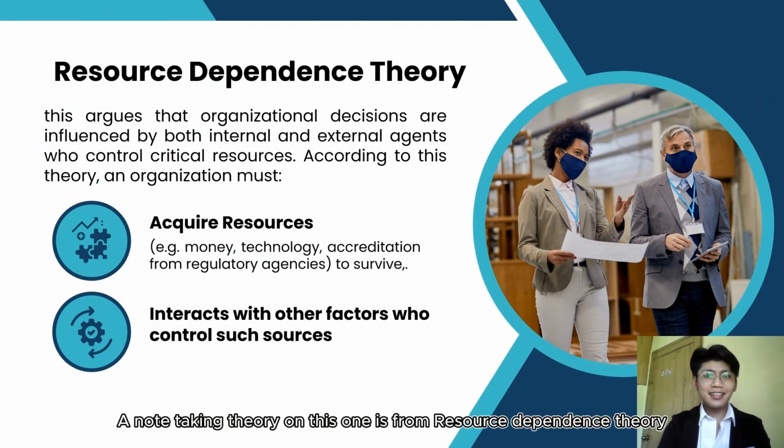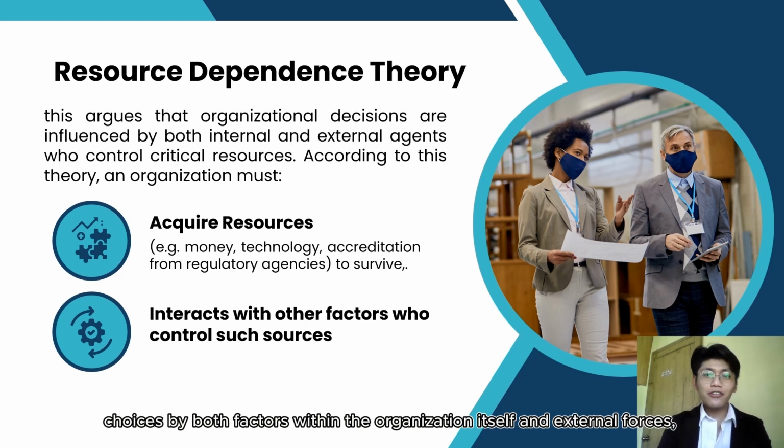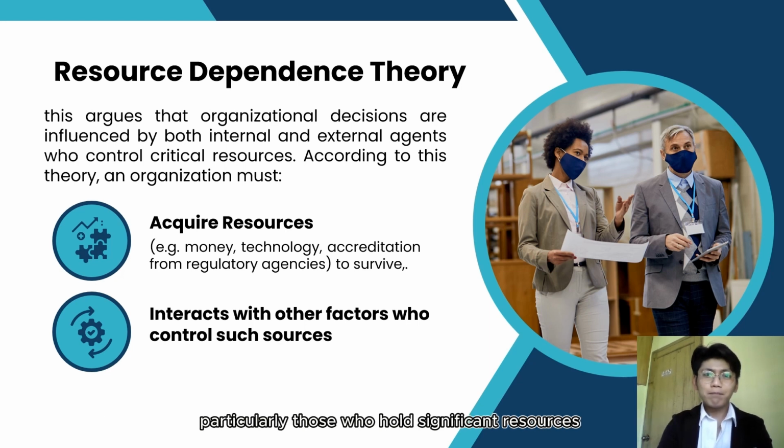A noteworthy theory on this one is resource dependence theory. This argues that organizational decisions are influenced by both internal and external agents who control critical resources. The theory highlights that organizations are influenced in their choices by both factors within the organization itself and external factors, particularly those who hold significant resources vital for the organization's functioning and success.